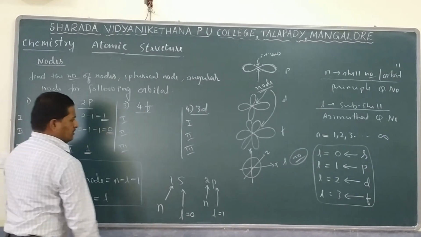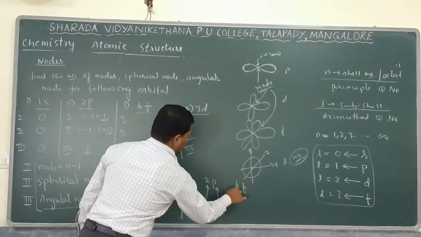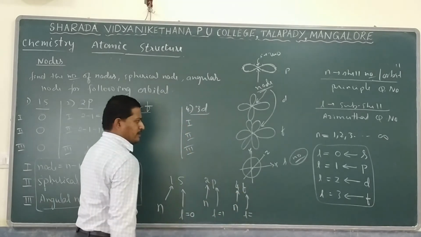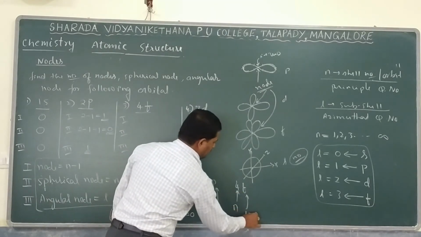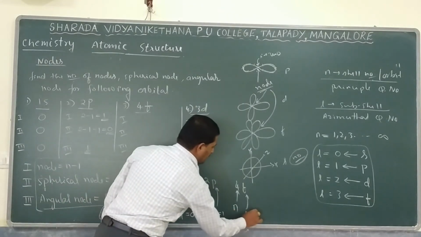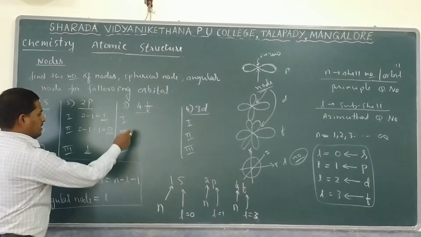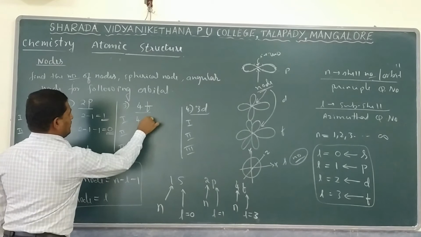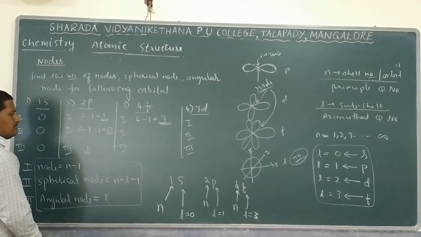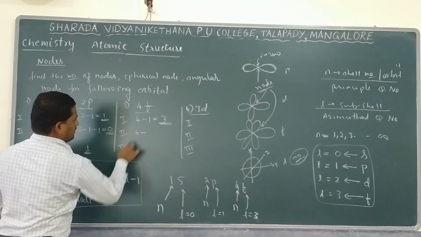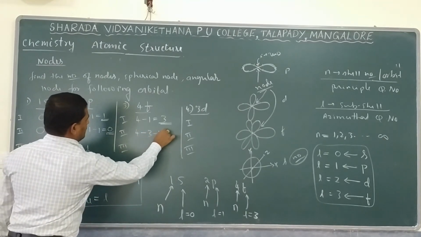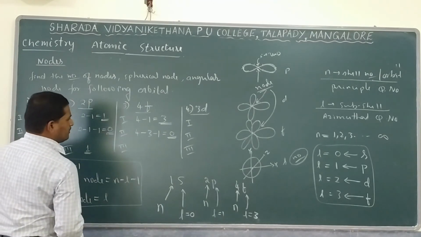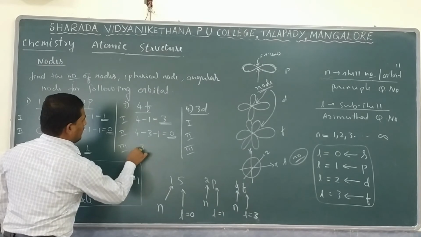Similarly, for the 4f orbital, n is 4, whereas the letter f indirectly tells about the l value: l equals 3 for the f orbital. Now substitute here, n value is 4. If you go for nodes, 4 minus 1 equals 3, so the total number of nodes is 3. The spherical node is going to be 4 minus l value 3 minus 1, exactly equal to 0. That means the spherical node is going to be 0. But if you go for the angular node, l equals 3, so the number of angular nodes is 3.